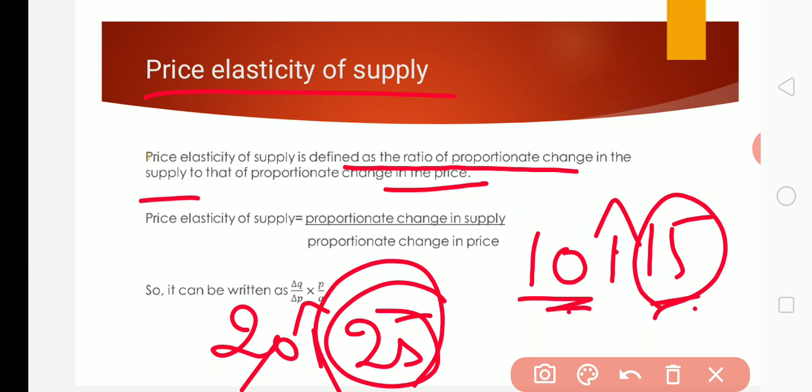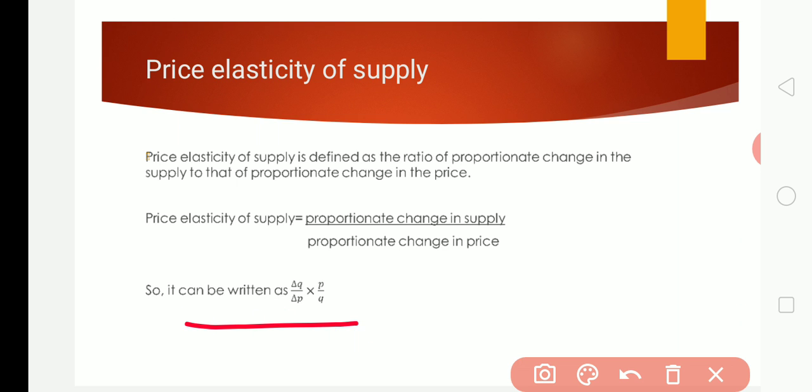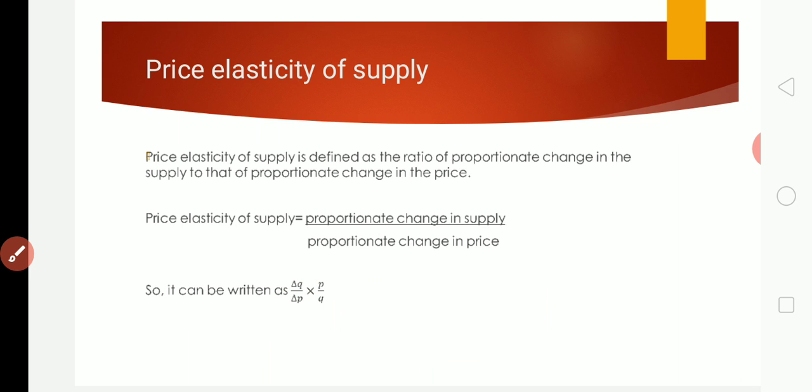Okay. So the formula for this is price elasticity of supply equals proportionate change in supply divided by proportionate change in price. So it can be simply written as delta Q by delta P into P by Q. This is delta, delta means we call it changes. Q indicates the quantity, P indicates the price. This is the formula to calculate the price elasticity of supply. You don't have any problems to solve here, so no need to worry.